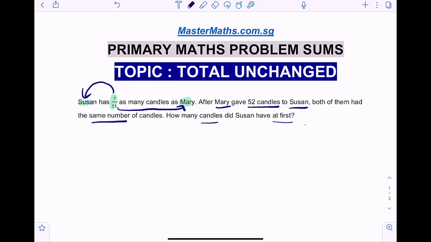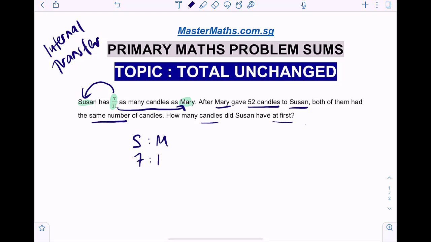Now, this is an example of an internal transfer problem whereby their total number of candles before and after must remain the same. So you can draw the BCA table before, change and after, or you can even use a ratio kind of technique in this question. So if you want to use ratio, this is how it works. Okay, Susan is to Mary, 7 is to 11, and you write down the total as well, which is 7 plus 11. That will be 18 units at the start. Alright, and again, this is the before case.